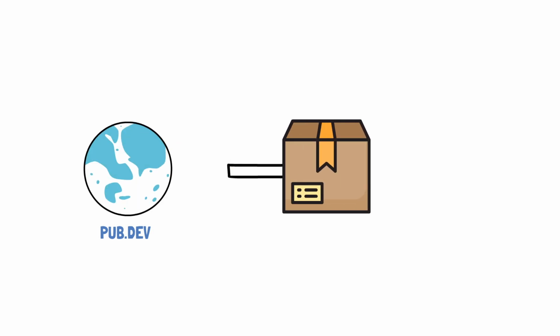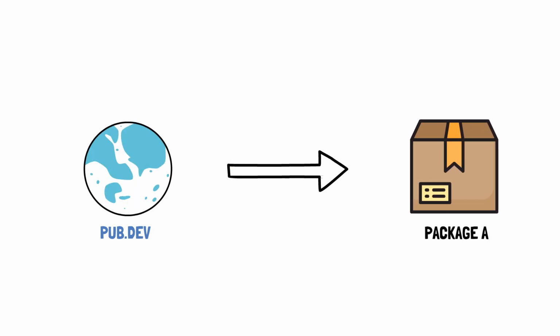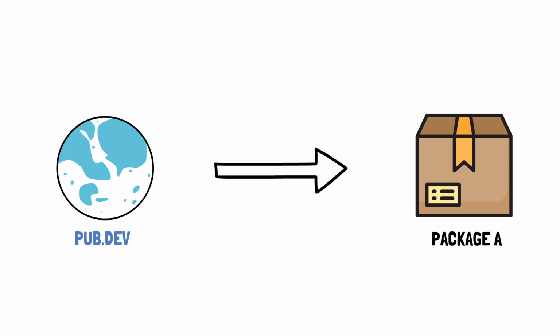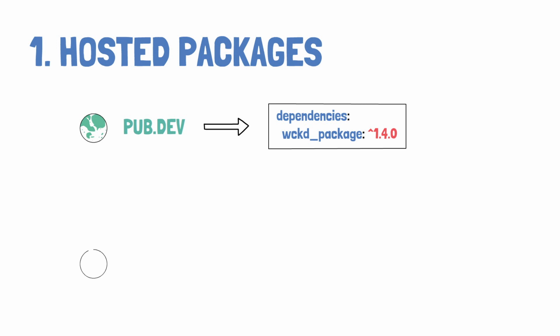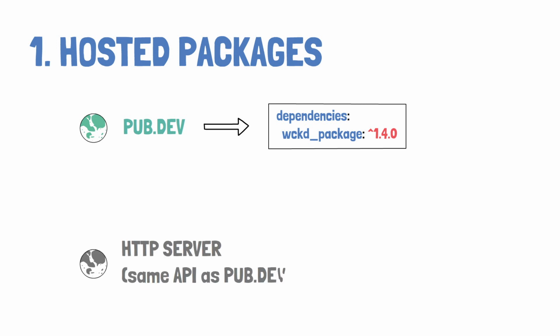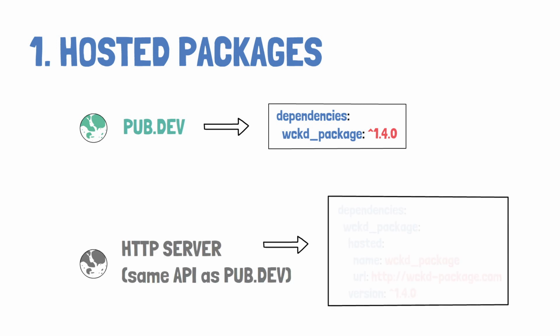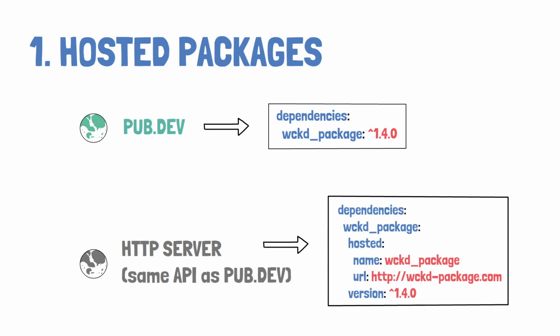Now, speaking of dependencies, I'm sure most of you may think that you can retrieve dependencies only from pub.dev, and that's not true at all. You can depend on packages from multiple sources. First and foremost, indeed, you can depend on hosted packages. But hosted packages doesn't necessarily mean pub.dev only. Even though pub.dev is the most popular approach, you can also depend on packages hosted on other HTTP servers that speak the same API as pub.dev.